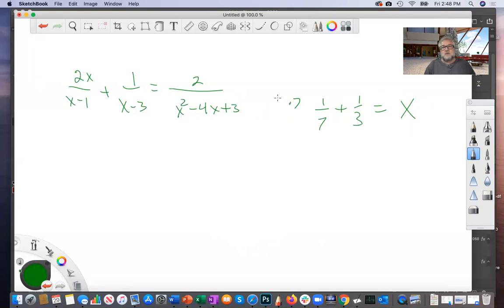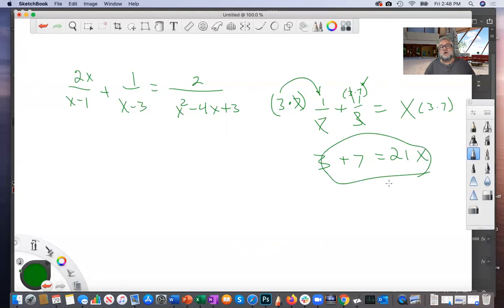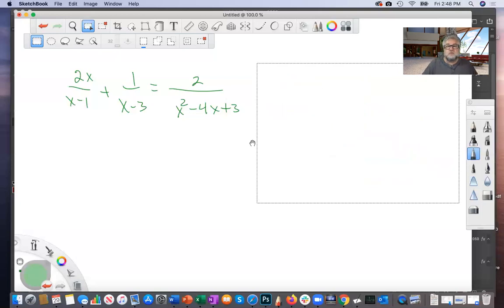But if I multiply by 3 times 7, and this one by 3 times 7, and this by 3 times 7, the 7s will cancel, and I'll get left a 3. The 3s will cancel, I'll get left a 7. And I'll get over here, 7 times 3 is 21x. And now we can solve this easier. So we're going to do the same way with polynomials.